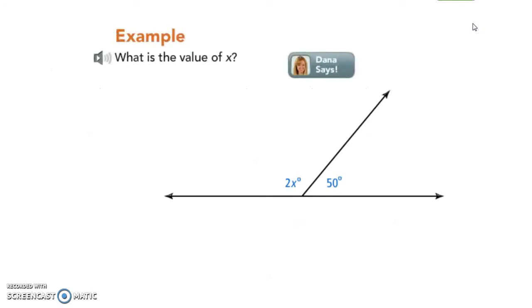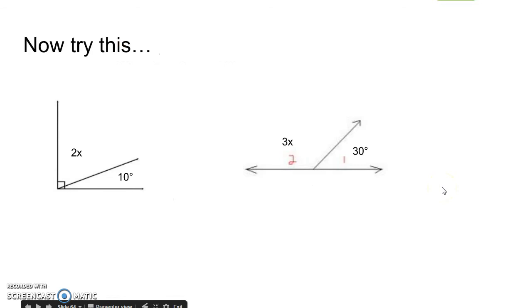I mean, these are so easy. This one we would write what equation? 2x plus 50 equals 180, and then solve it. Let's just try these two. Hit pause, do them on your own. When you're ready to check your answers, hit play, and then you can start on the digits.